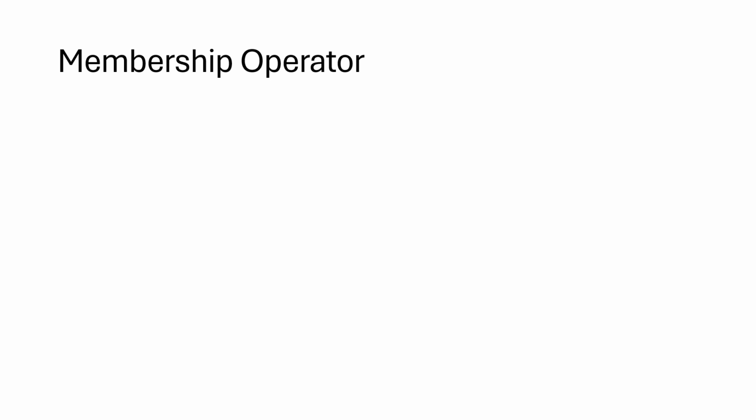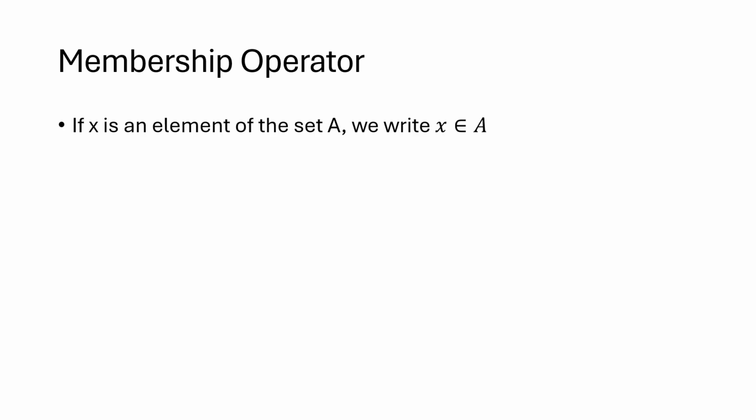Now, since members of the set are the most important things about them, we need an operator to say whether something belongs to a set, is a member of a set or not. We use this symbol, epsilon, to represent that. So if X is an element of the set A, we say X belongs to A, or is an element of A. For example, we can say that 7 is an element of the set {3, 7, 9}.